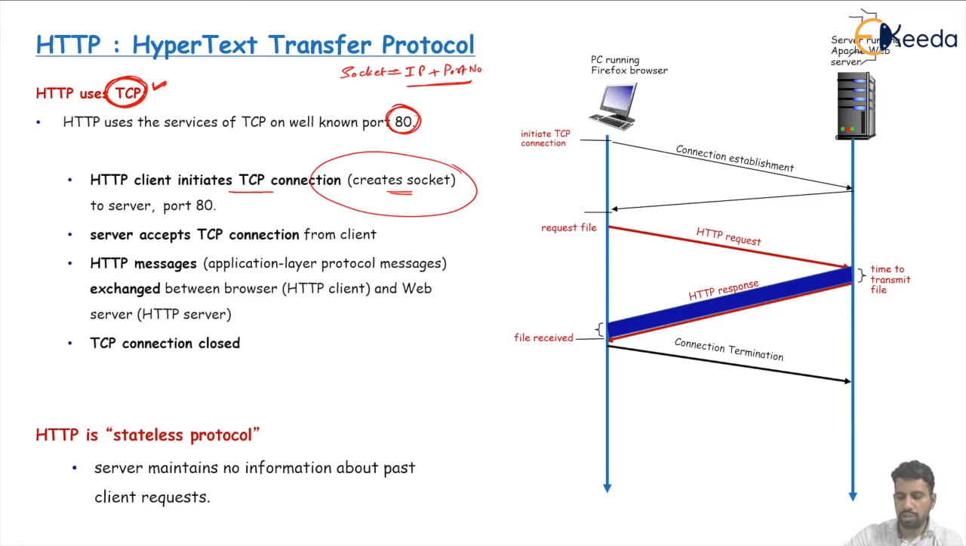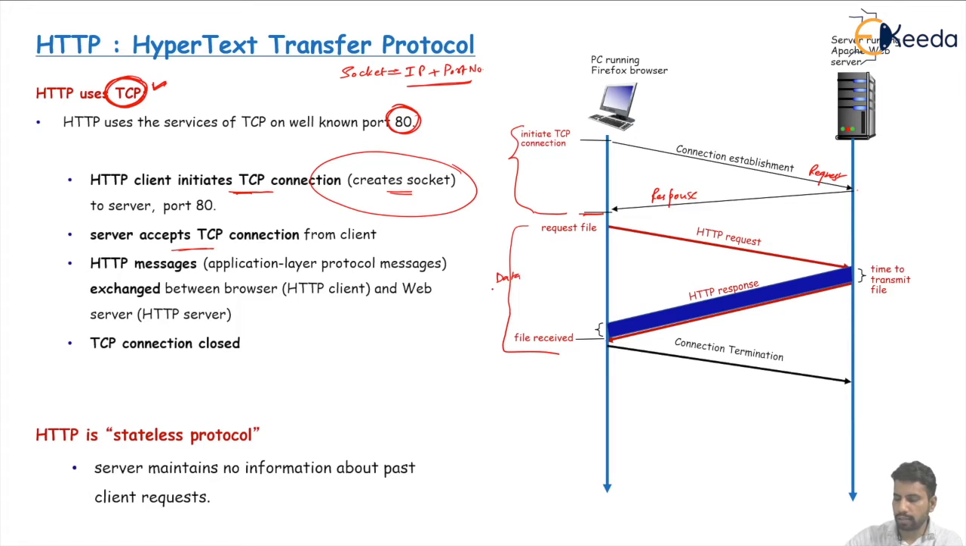The HTTP client initiates the TCP connection. Here you see this is the initiation of the TCP connection. Send a connection request. And here the server will send the connection response. And here the connection is set up. Then the server accepts the TCP connection. Now the data transfer phase will take place.